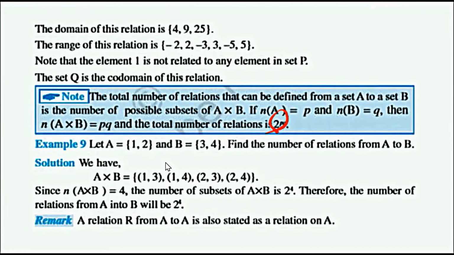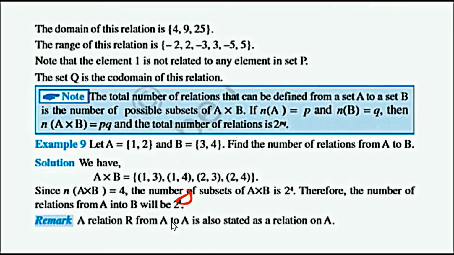Let us take one more example related to what we have just learned. Let us have a set A = {1, 2}. B will contain {3, 4}. We need to find the number of relations from A to B. So we have A cross B as (1, 3), (1, 4), (2, 3), (2, 4). The number of elements in this set is how many? 4. So the number of subsets possible is 2 to the power 4. Thus the number of relations from A to B will be 2 to the power 4.